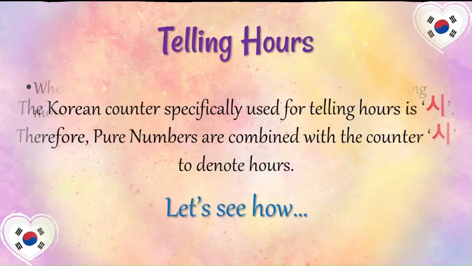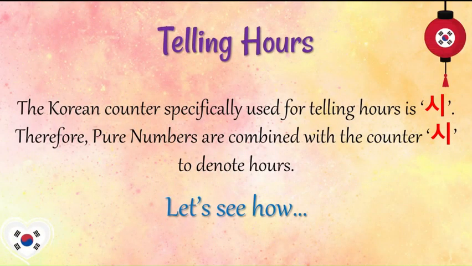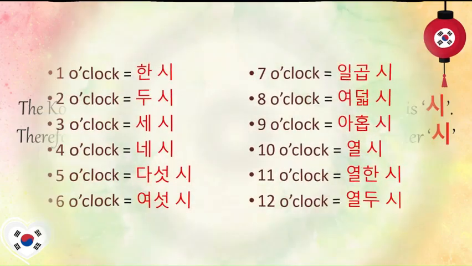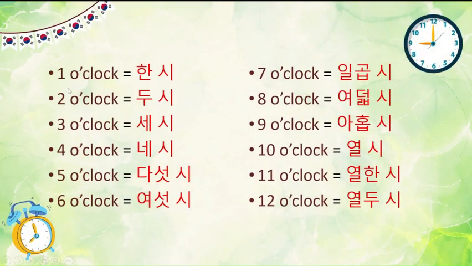Okay, now let's learn how to tell hours in Korean language. So, the Korean counter that is used for telling hours is 시. 시. Okay, so as I said, pure numbers are used for counting hours. So, these pure numbers are combined with the counter 시 to denote hours in Korean language. Let's see how it is done. Here are hours from 1 to 12 in a clock.